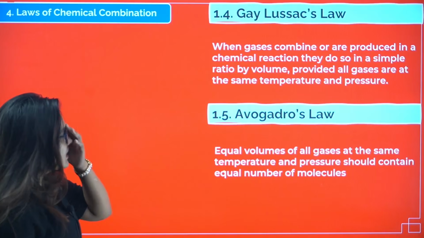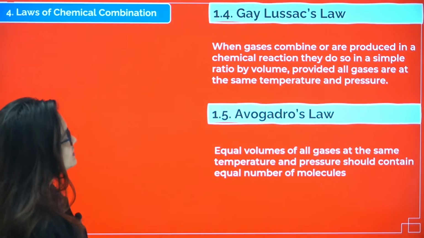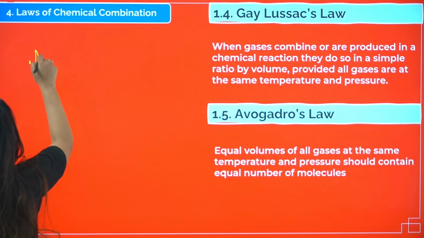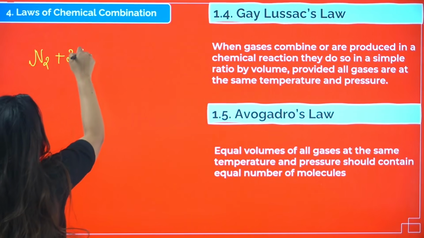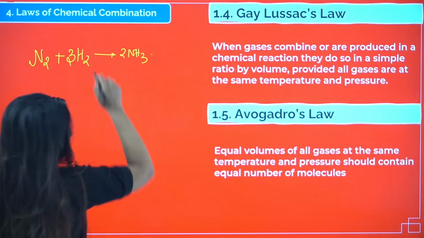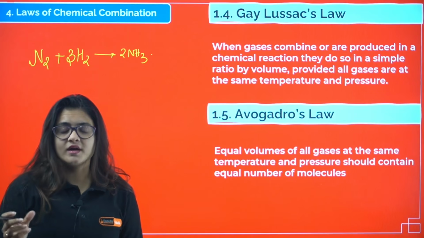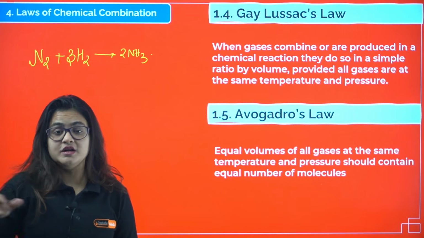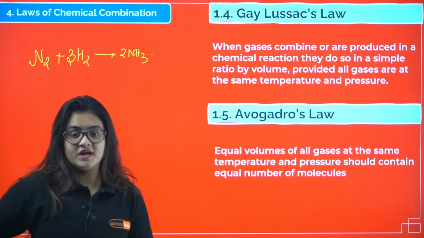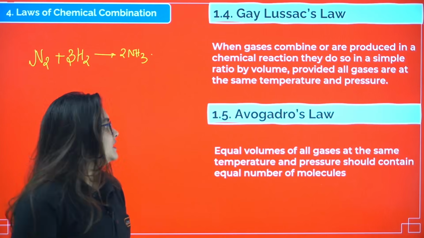Let's proceed. When gases combine or are produced in a chemical reaction, they do so in a simple whole number ratio by volume. If you simply check this, N2 plus 3H2 will give you 2NH3. Here also the 1:3 ratio is maintained. So the ratio must be very small, very simple. It should not be something like, let's say, 11:19, just random numbers I am telling, or 17:35. It should not be like that. It should be a very simple whole number ratio. That's it.